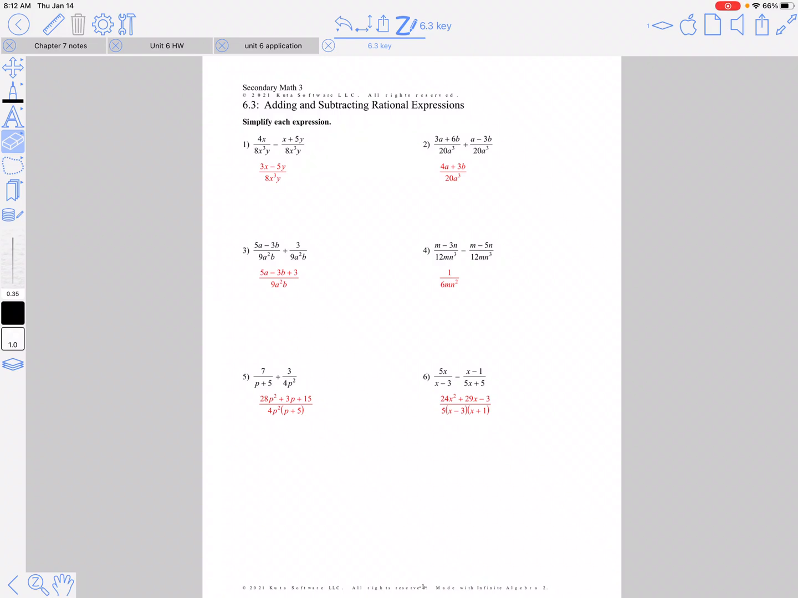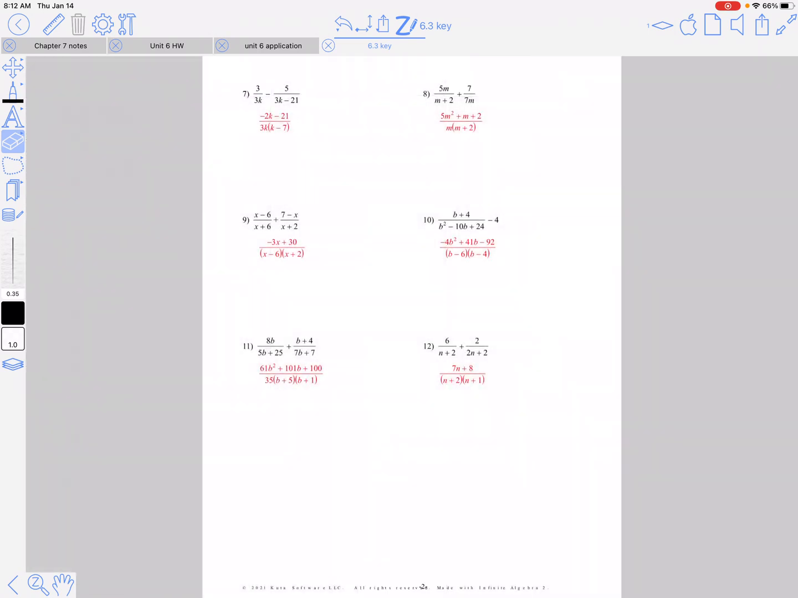All right, today this is actually video 6.3. I know it says 6. Sorry, this is video 6.4, applications of rational expressions. And this is the key to 6.3. So just email me if you do have any questions.